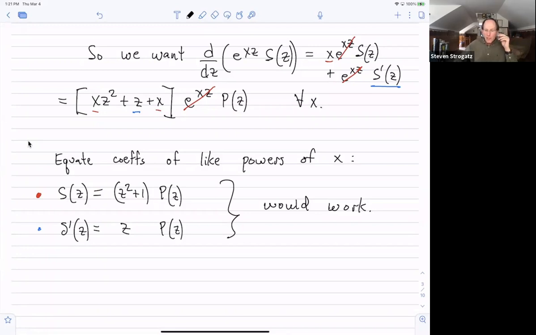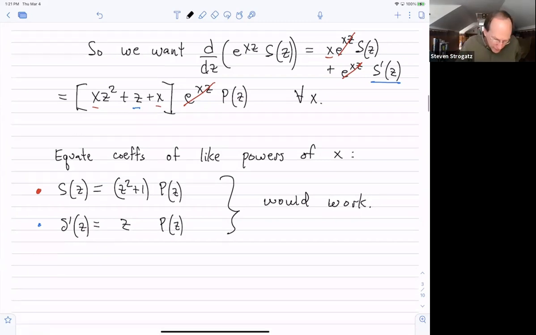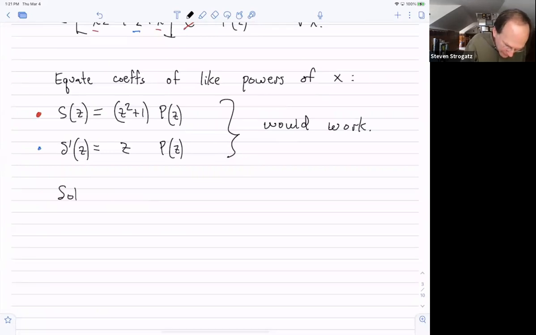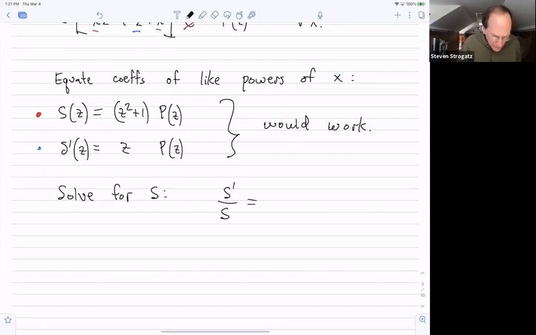I'm phrasing everything in the conditional here because, again, it's if I can find an S and a curve C that will make everything work. But so far I'm still in business. And now you can see how to solve for S. You could divide the blue equation by the red equation and get a condition on S uniquely. So S prime over S, the P's cancel out, is z over z squared plus 1. And remember, prime means derivative with respect to z in this context.